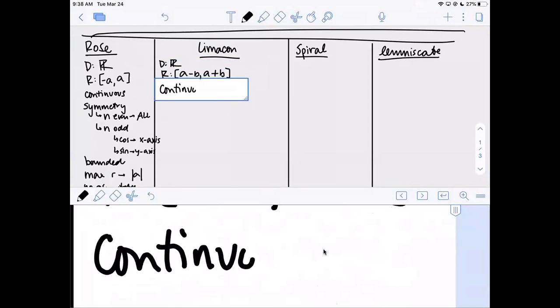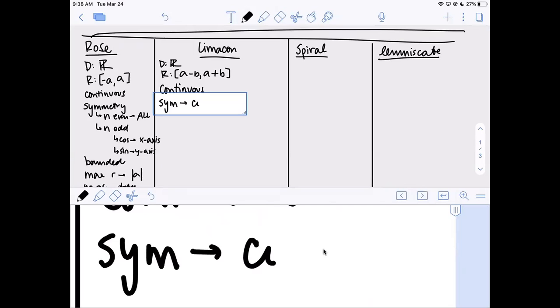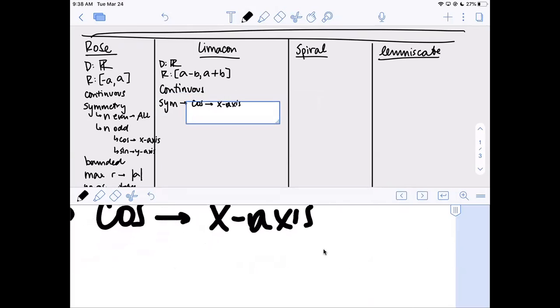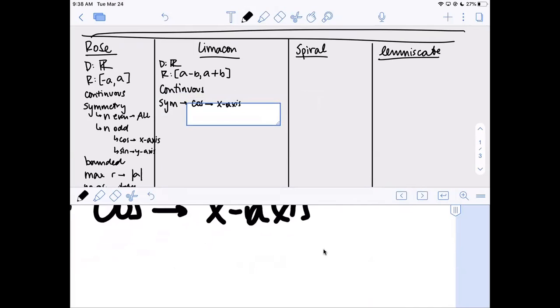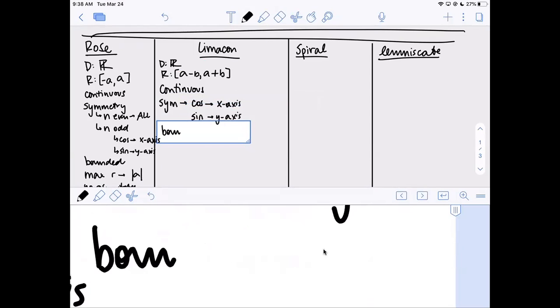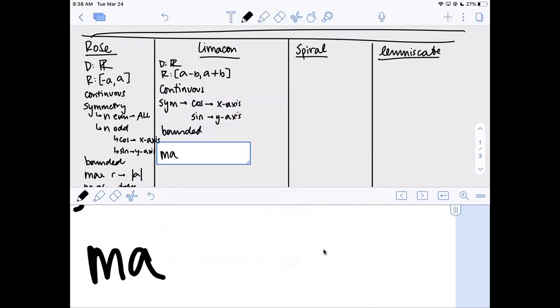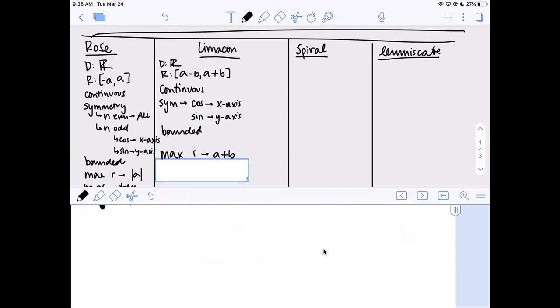It is a continuous function, or continuous graph at least. Its symmetry is interesting. It's based on whether it's cosine or sine. If it's cosine, it's going to be symmetric about the x-axis, just like it was when it was odd n in the rose graph. And then if it's sine, it's going to be symmetric around the y-axis. All right, this one is bounded because, as we saw, it stayed within its little circle. Its max r value is whatever a plus b is. Again, explore that. And then there are no asymptotes.